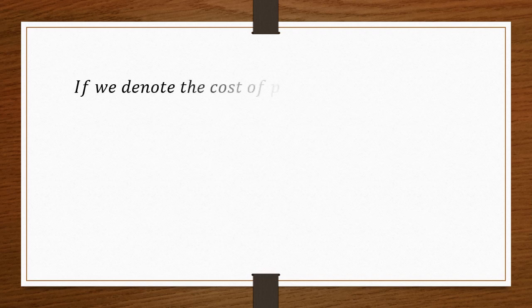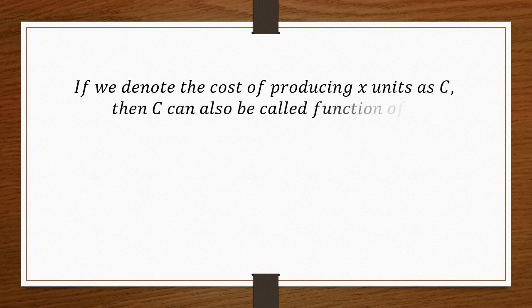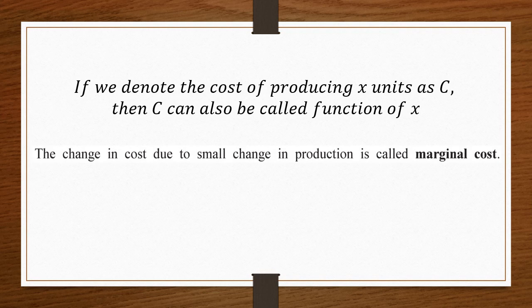If we denote the cost of producing X units as C, then C can also be called a function of X. That means the change in cost due to a small change in production is called the marginal cost. So marginal revenue is the small change in the revenue, and marginal cost is the change in the cost. Same method here, marginal cost will be dC upon dx. Marginal revenue is dR upon dx, and marginal cost is dC upon dx. That means we just have to find the first order derivative for the given equations, and that's all. This is something which we have always been doing. So let's take some illustrations and it will be easier to understand.